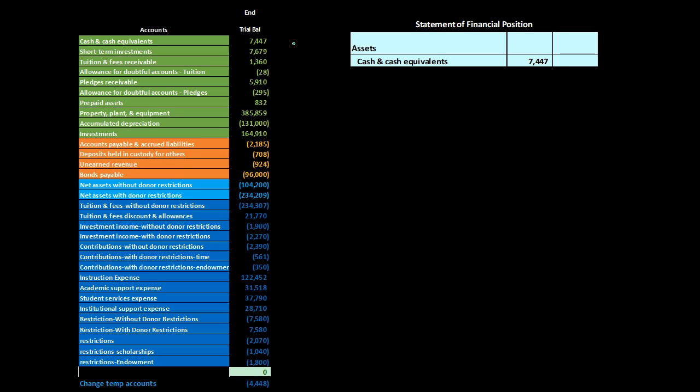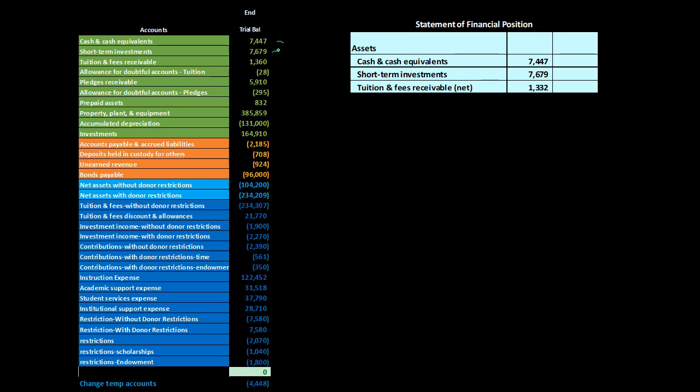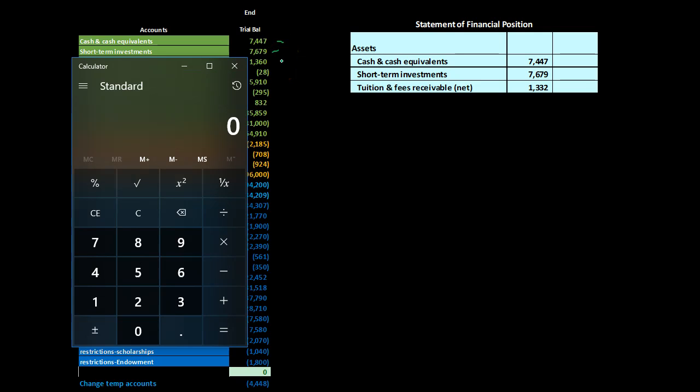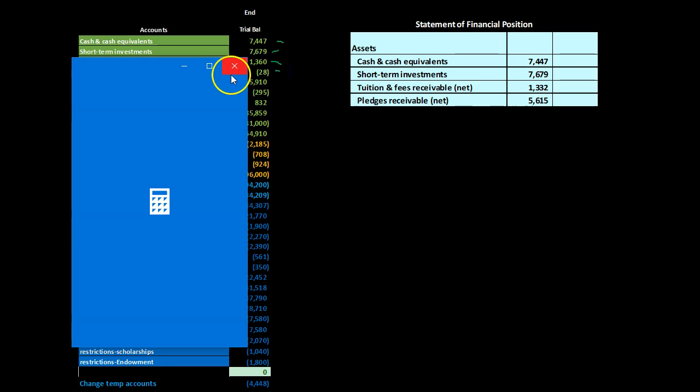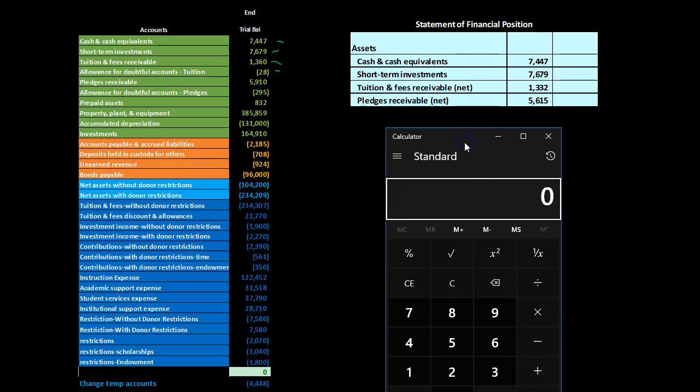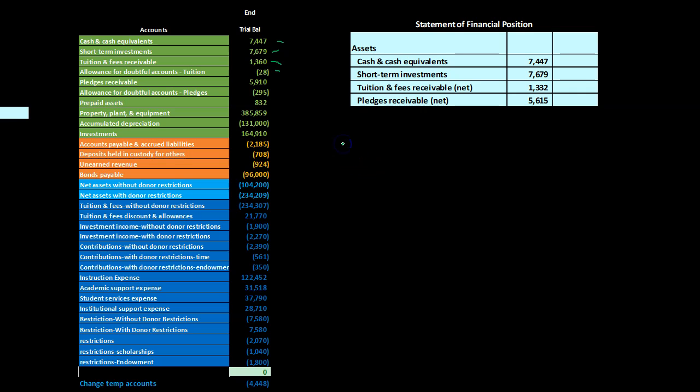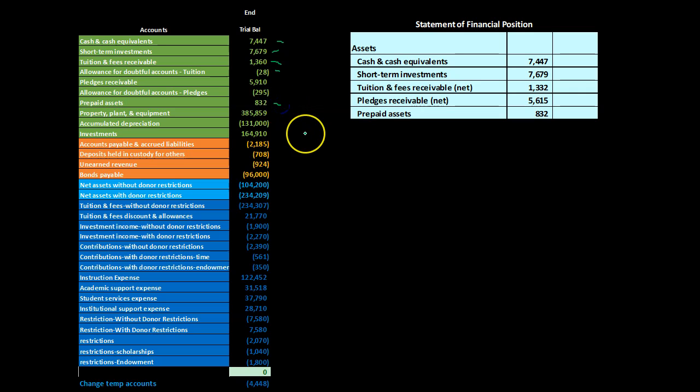So we're going to start with the assets, where we have the cash and cash equivalents. So we're going to pull over the cash and cash equivalents. Then we're going to be pulling over the short-term investments. Then we're going to pull over the tuition and fees. Note that it is net, which does mean that we're going to take that 1360 minus the 28 to get the 1332. So we're just pulling over the 1332 within the assets. Pledges and receivables. Once again, that is going to be net. That's going to be the 5910 minus the 295. That's going to be the 5,615. Then we're going to be pulling over the prepaid assets. So the prepaid assets at 832.